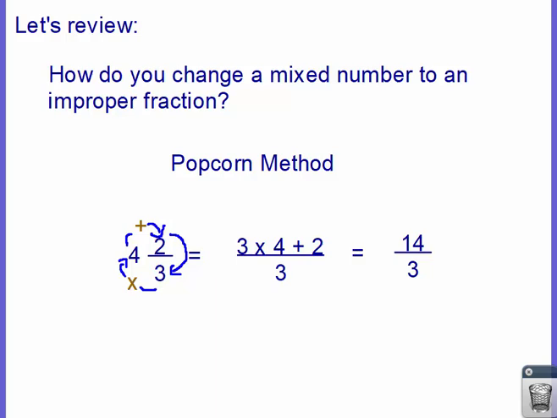Okay? Well, the popcorn method is nothing but taking the denominator, multiplying it by the whole part, adding the numerator, and putting it back over the denominator. So in this particular problem, we would do 3 times 4, denominator times whole part, add the 2, that gives you 14, and you put it back over the 3. Well, I want to show you what that really means.